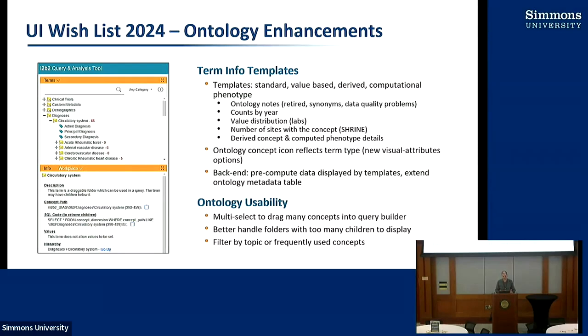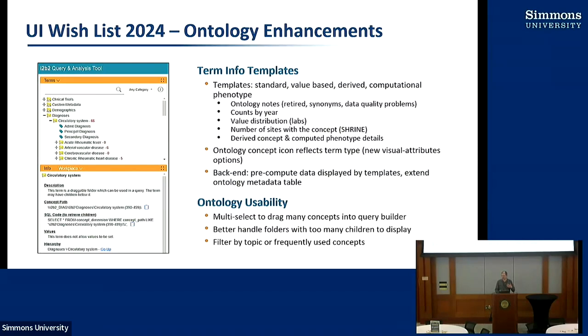For example, retired concepts or concepts with special data quality notes might have a special note section. Concepts that have a date, you can have counts by year. Value-based concepts like a laboratory test, you might show the distribution of the values of those labs. So these are all information that would be useful for investigators to know should they even drag and drop that item into their query boxes.